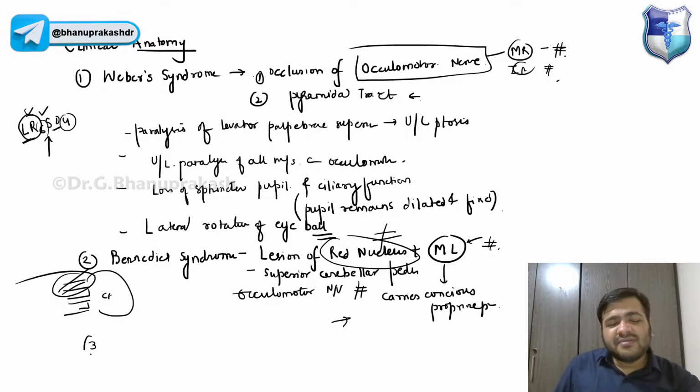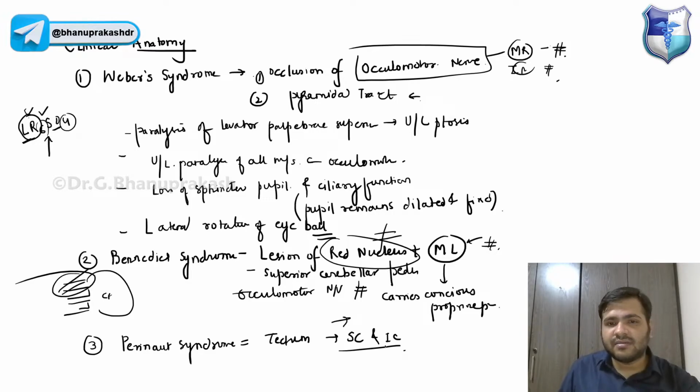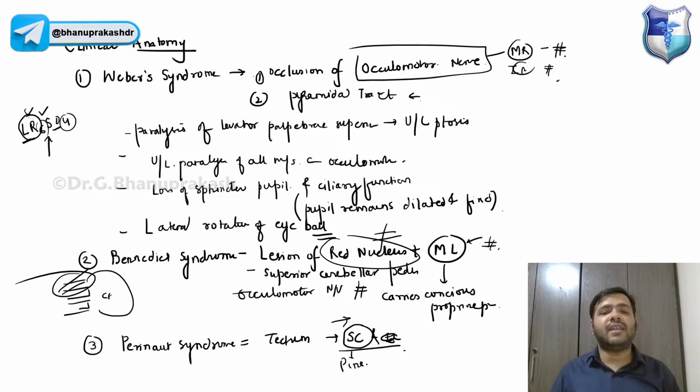Now there is one more syndrome, guys, that I wanted to discuss, called Parinaud syndrome. Sometimes it involves the tectum region, guys. In the tectum region, we have the superior colliculus and the inferior colliculus, right? Basically, it is the superior colliculus which is involved, and we have already told you that in between the superior colliculi we have a gland called the pineal gland. This pineal gland may be compressed, guys. We call it the syndrome of upward gaze.